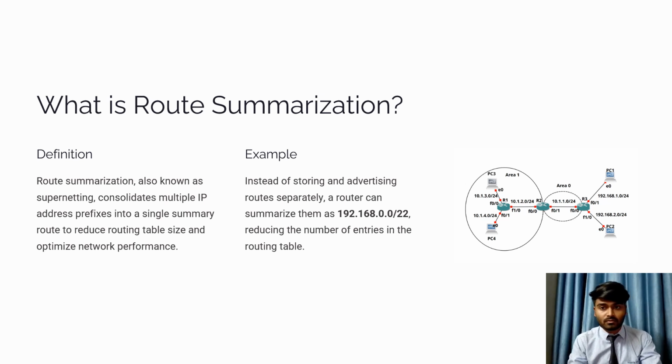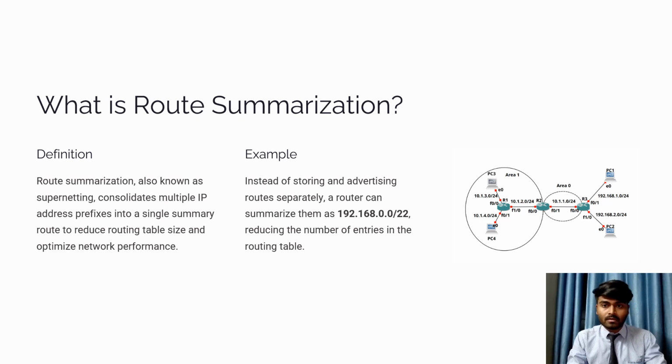For example, if a network has multiple subnets like 192.168.1.0/24, similarly, at the third octet, the 1 is replaced with 2, 3, 4, etc. Now, instead of storing and advertising all these routes separately, a router can summarize them as 192.168.0.0/22. It's a process that we'll be discussing further, reducing the number of entries in the routing table.